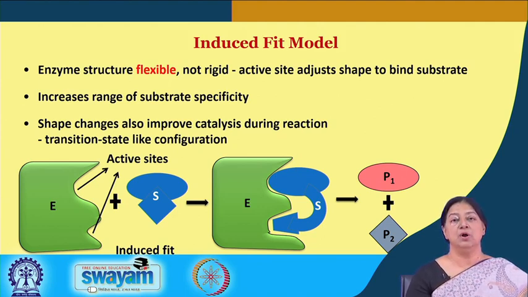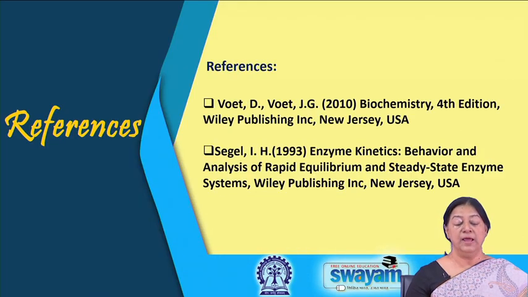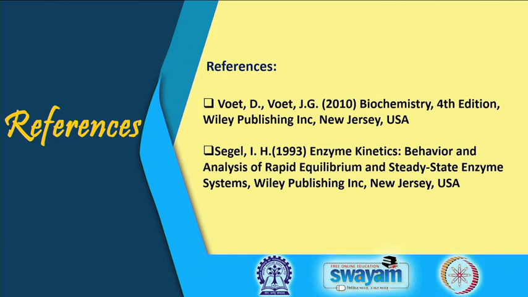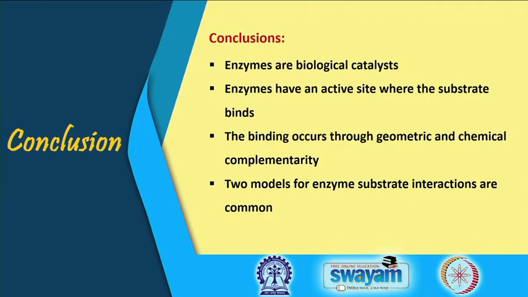So, we have what is called a lock and key method, and we have what is called an induced fit method. These are the two models that are usually used for enzyme reactions. We have given here two references, one referring to the biochemistry book by Voet and Voet, and another very good book about enzyme kinetics, which gives you various reactions that can occur. Because what we just looked at is a simplistic method where the enzyme and the substrate bind together to form the enzyme substrate complex.